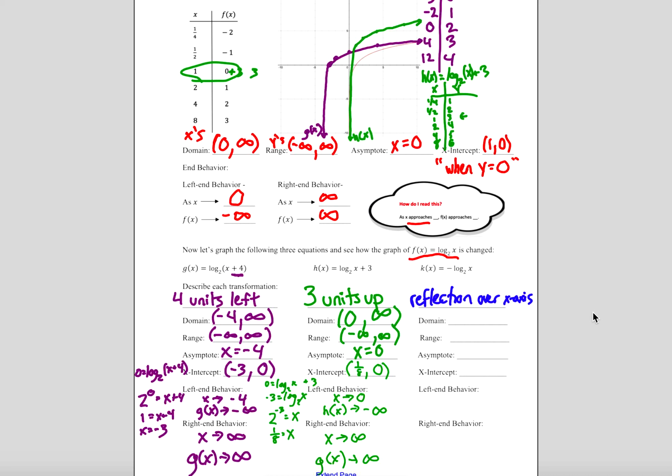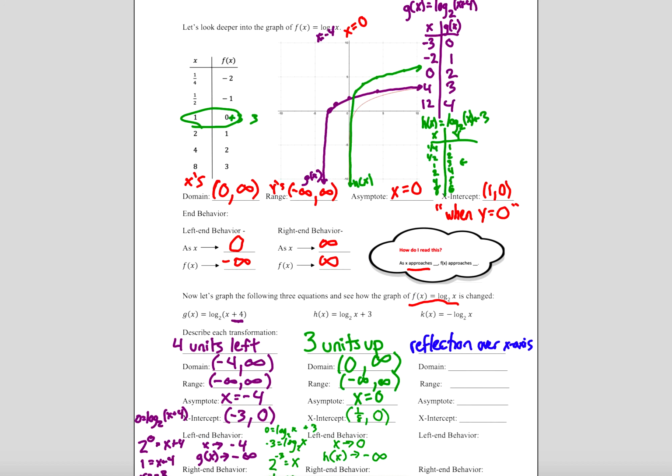If you want to try k of x, go right ahead. Pause it and give it a shot. I'm also going to go over it. We're looking at its reflection over the x-axis. So I'm going to do a table for k of x, which is equal to negative log base 2 of x. Remember, that's a reflection over the x-axis. You're more than welcome to graph this in your calculator, but let's use what we know about reflection.